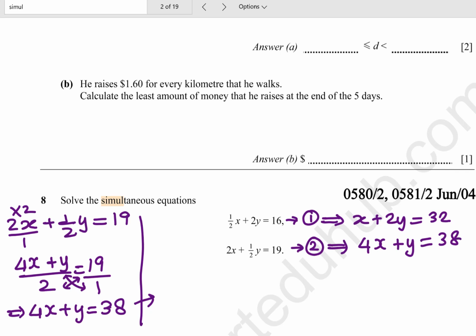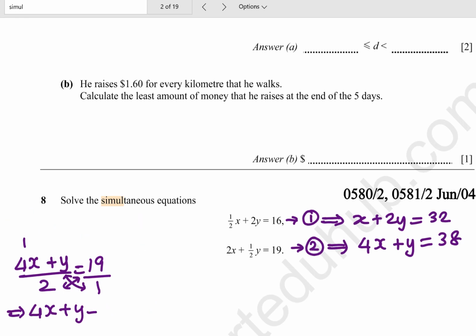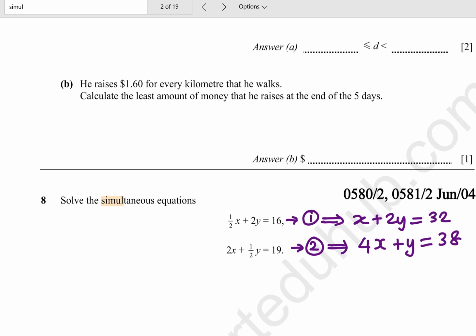Again I erase this. See, I'm erasing because I hardly have space and I'm trying to explain everything to you. So please do not mind the time that I'm wasting in erasing.